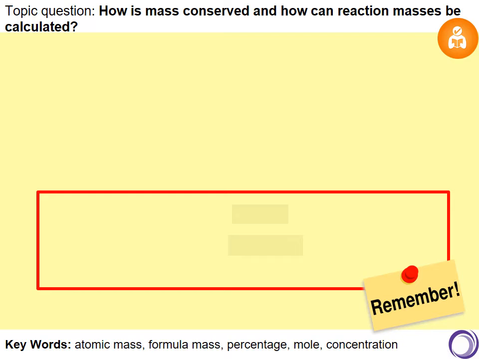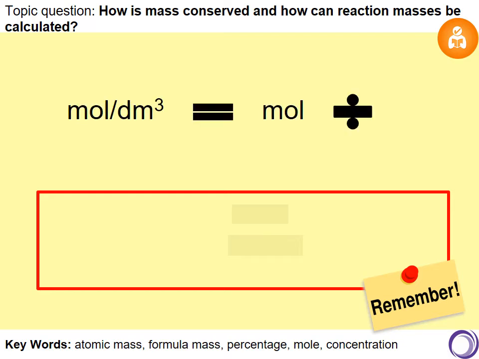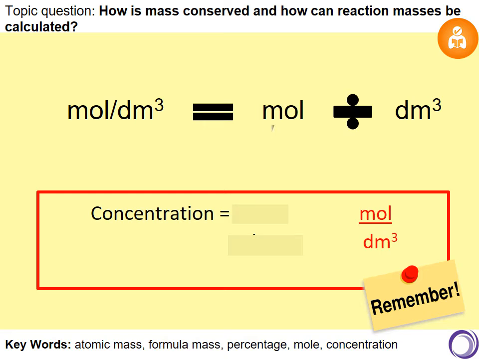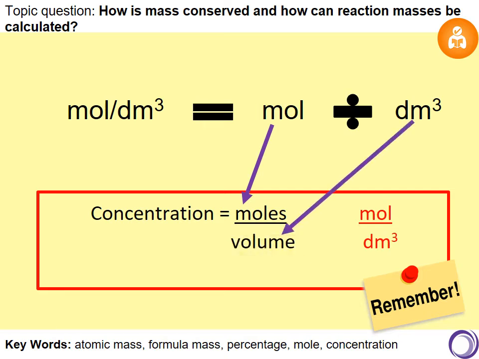The units for concentration are moles per decimetre cubed, which means moles divided by decimetres cubed. So the equation to calculate concentration is moles divided by volume. You'll always be given a concentration in the question somewhere, and it will have the units moles per decimetre cubed. So this is an easy way of remembering that equation.